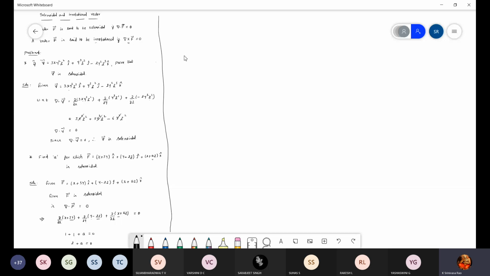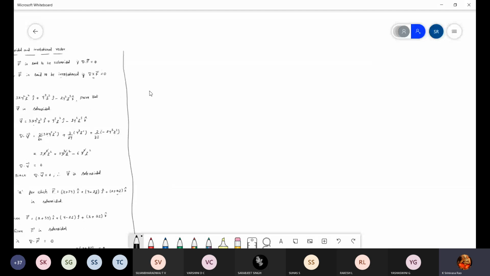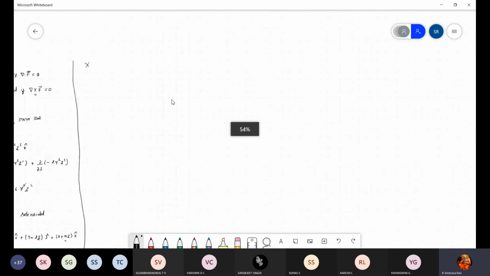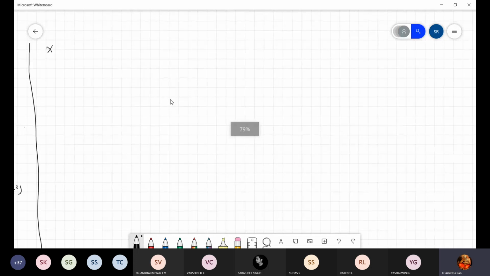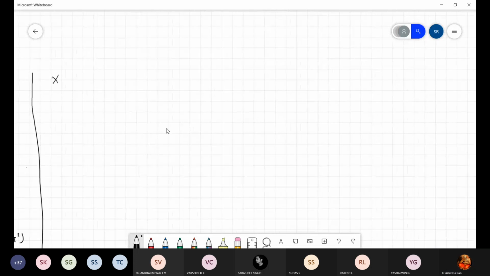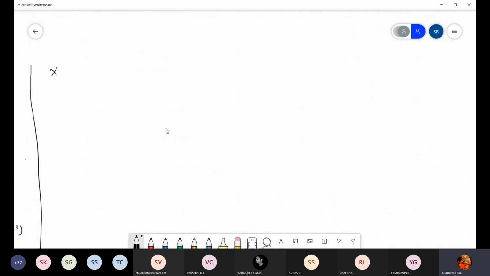Next problem. Show that, so this is very, very important. Many times it is asked in question papers, a repeated problem. Even you can expect this problem in the assignment as well as in the internals. Okay, let's take down.